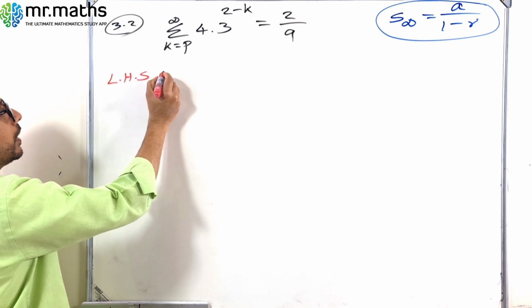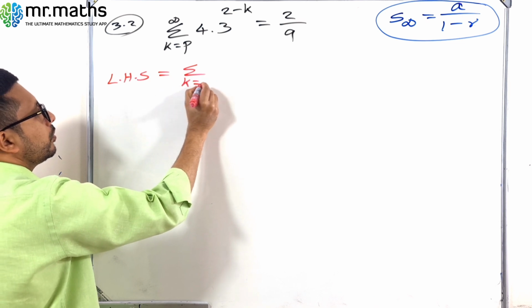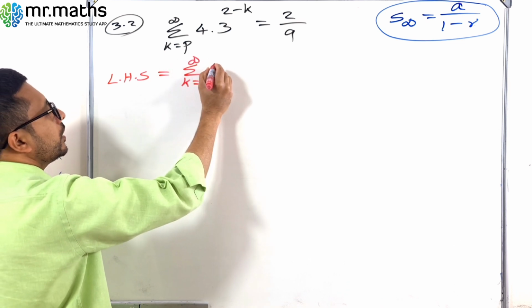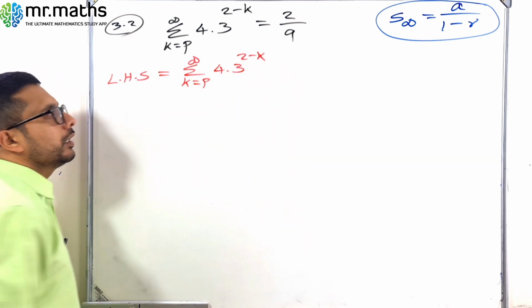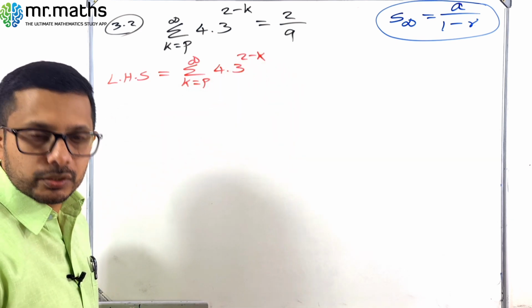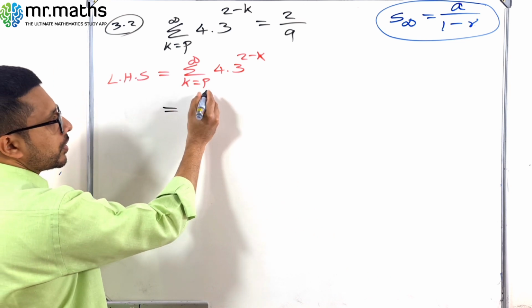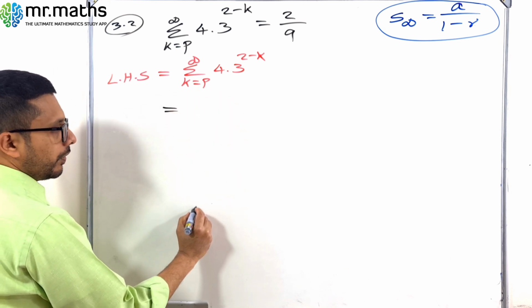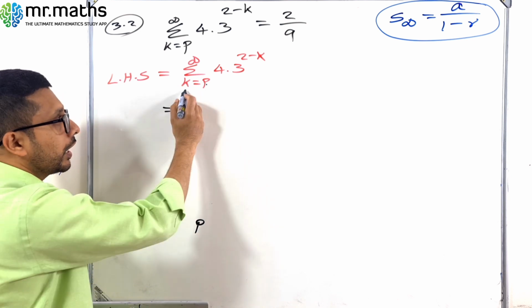So here, what is that one? Sigma k equals p to infinity, 4 into 3 raised to 2 minus k. Now we can try to expand this one. Okay, so what is this? First we have to substitute. What is the first k value? It is p. Am I right? I mean, the first k value is p.